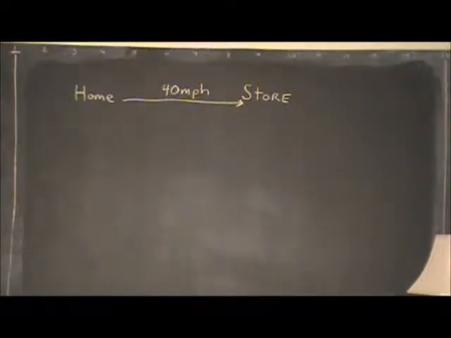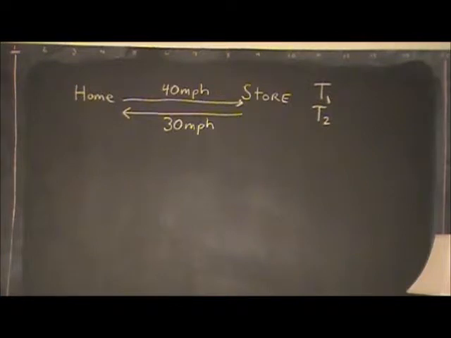In this problem, we are told that John drove from his home to the store with an average speed of 40 miles per hour. Let's assume it took him an amount of time t1 in order to get there. He then drove home along the same route, the same distance, at an average speed of 30 miles per hour. Let's assume it took him an amount of time t2 in order to get back home.